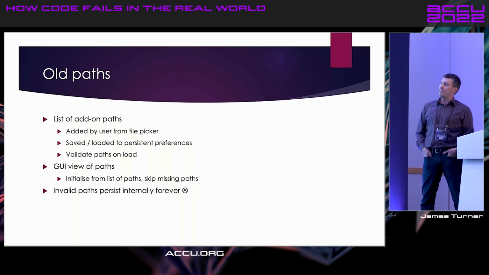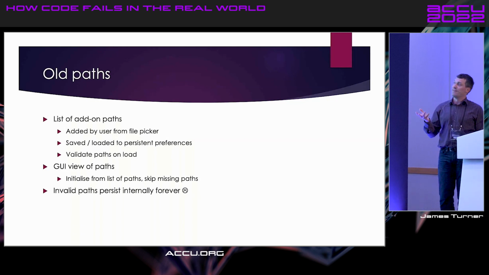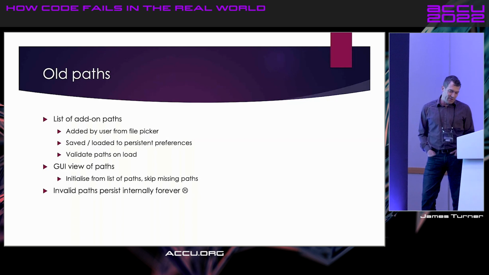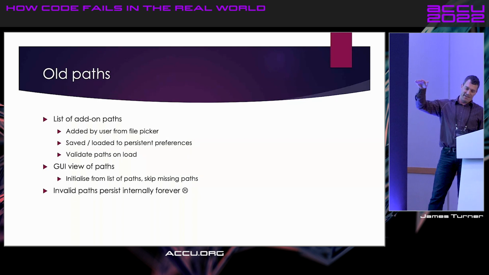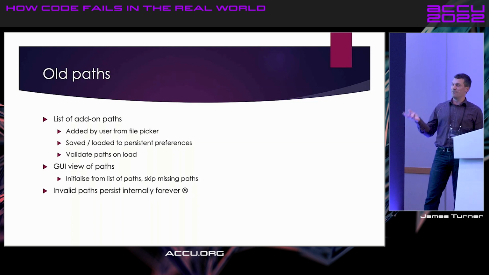Yeah, old paths. So we have a list of search directories, a bit like your path variable, or LD library path. And you can add them from a file picker. So this is like where we're going to look for add-on scenery or add-on simulation files, whatever it might be, a list of paths to search. And we persist that because we're nice people.